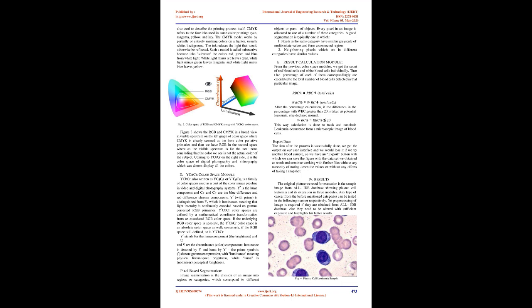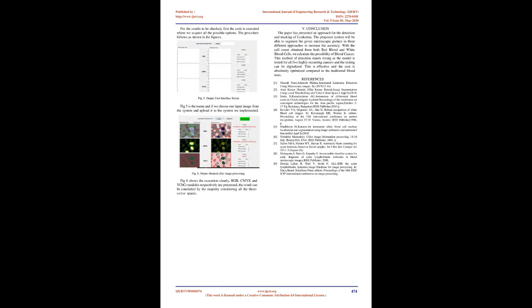YCbCr color space module. YCbCr, also written as Y'CbCr or YCBCR, is a family of color spaces used as a part of the color image pipeline in video and digital photography systems. Y' is the luma component and Cb and Cr are the blue difference and red difference chroma components. Y', with prime, is distinguished from Y, which is luminance, meaning that light intensity is non-linearly encoded based on gamma-corrected RGB primaries. YCbCr color spaces are defined by a mathematical coordinate transformation from an associated RGB color space.